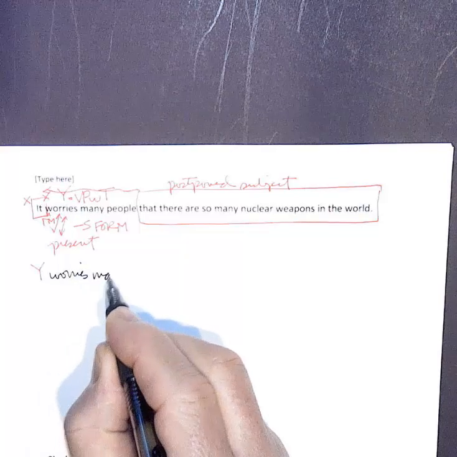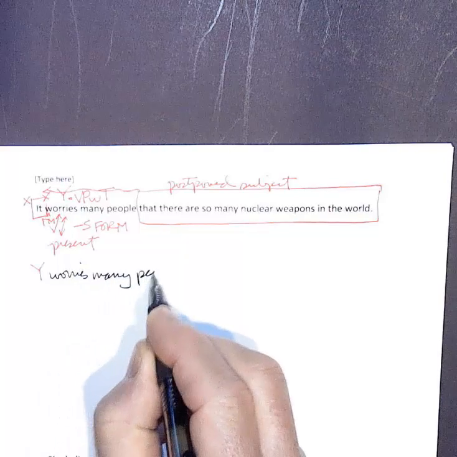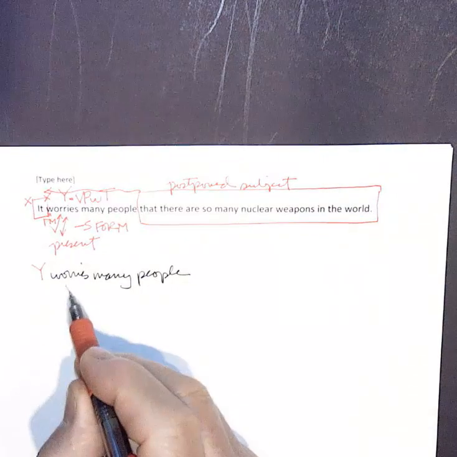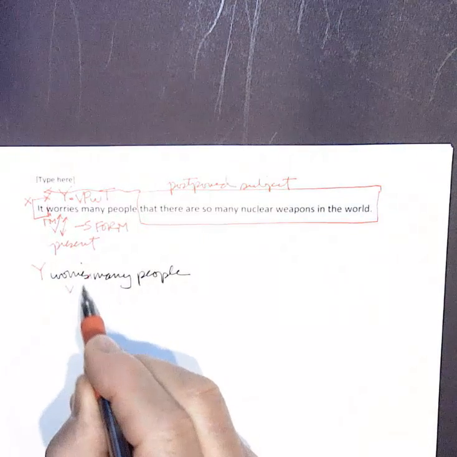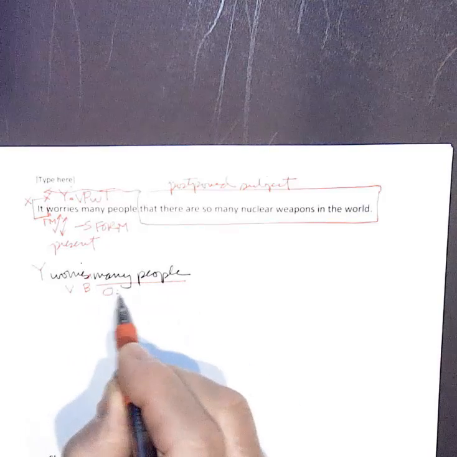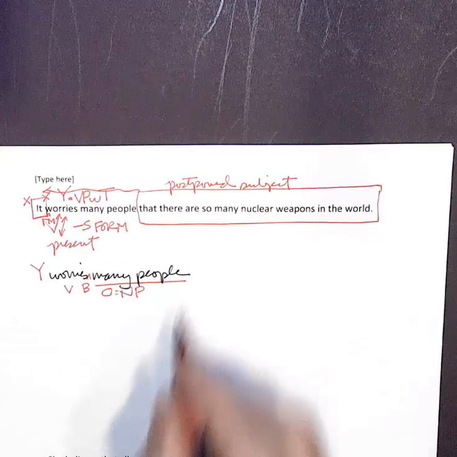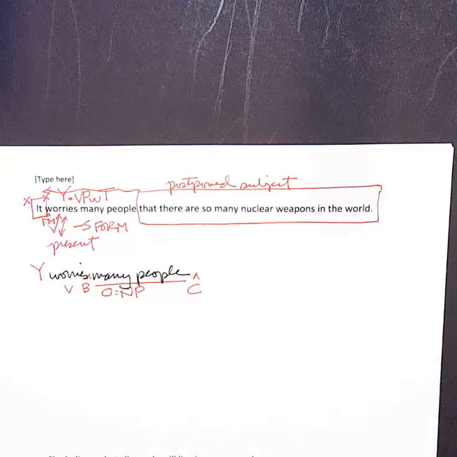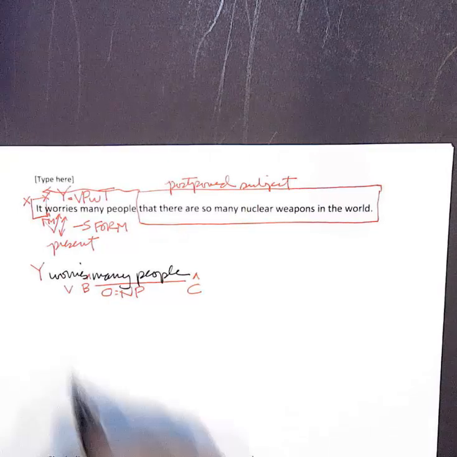Worries many people. And worries is the verb. Particle place is empty. Many people is the object. Noun phrase. Complement place is empty. Now we're ready to take a look at the postponed subject.